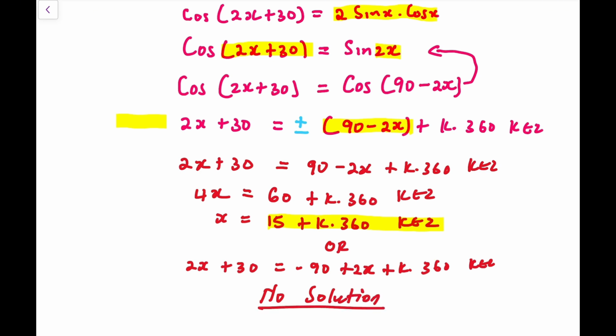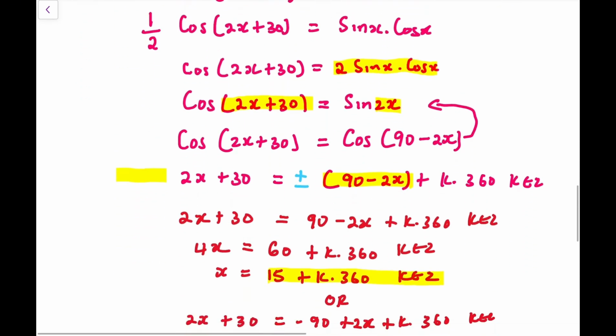So our general solution is x is equal to 15 plus k multiplied by 360, where k is an element of integers. And then we are done with number 9. So let's move to number 10.